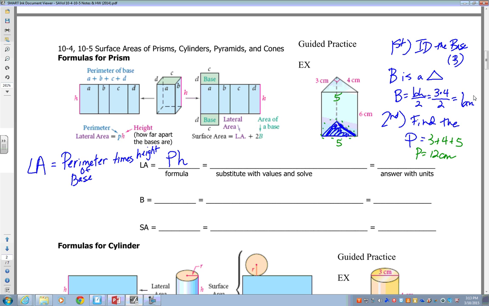Might need to write that. The perimeter of the base times the height. Okay, height of the prism. So we already know the perimeter of our base is 12. What is the height of the prism? Yeah, the distance between the bases is 6, so that's the height. Is that for one lateral face or is it for all? For all of it, the whole total lateral area. All right, so that means that the lateral area is 72 centimeters squared.